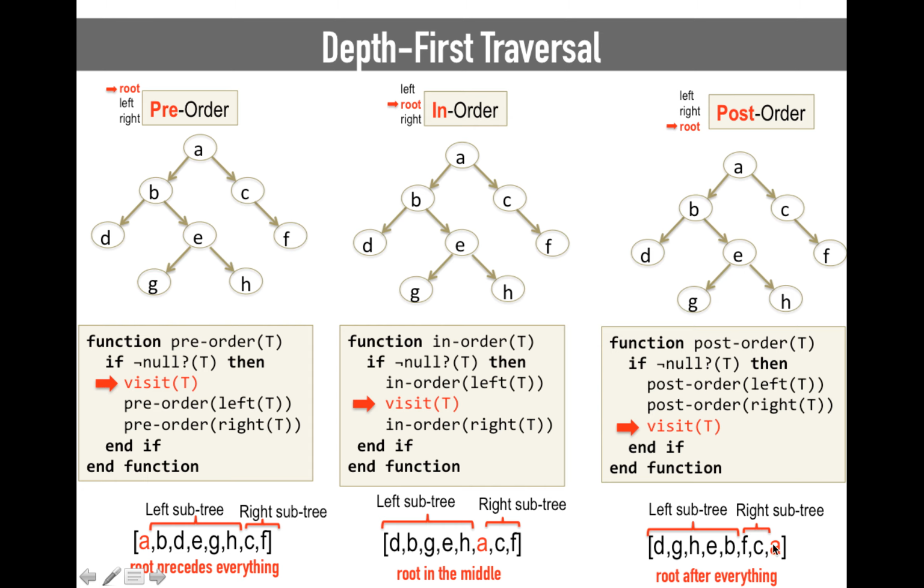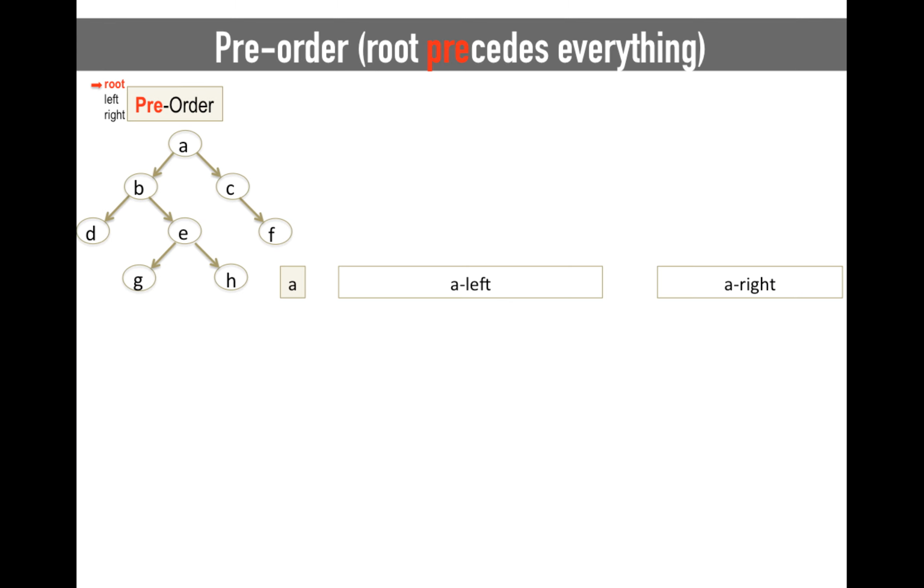If the root goes at the end, it is post-order. And an easy way to build the pre-order, in-order, or whatever order you want is like that. Let's go for pre-order. Root precedes everything. So you have to put the root at the beginning and then left and right.